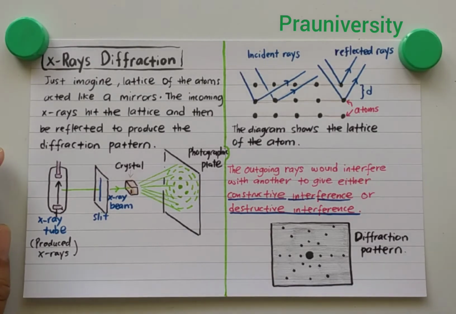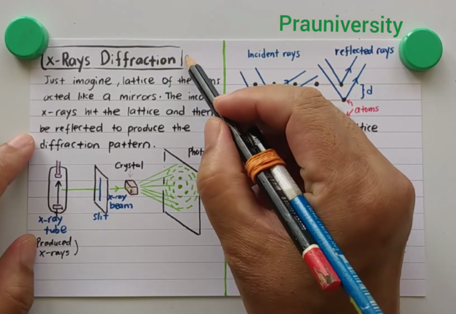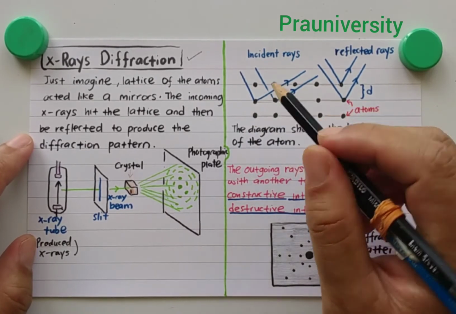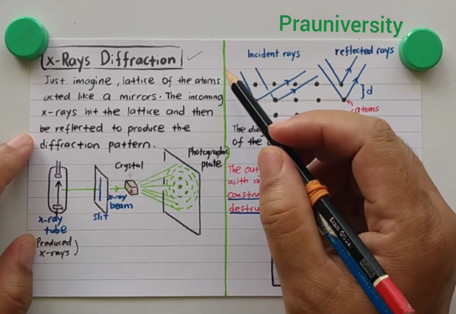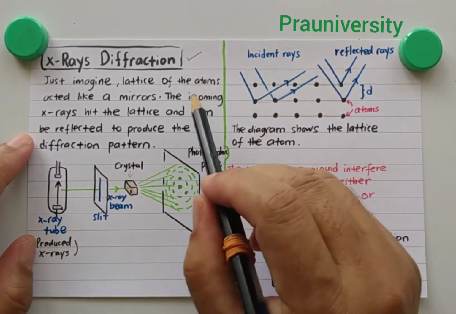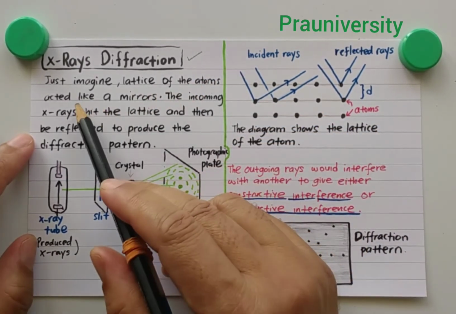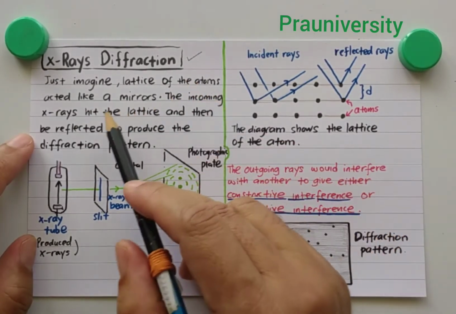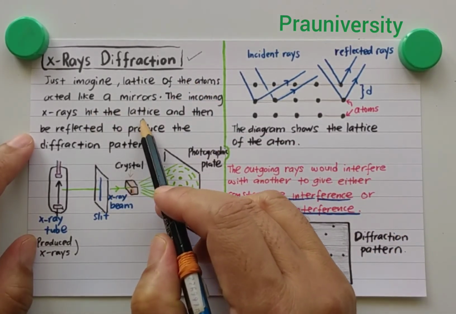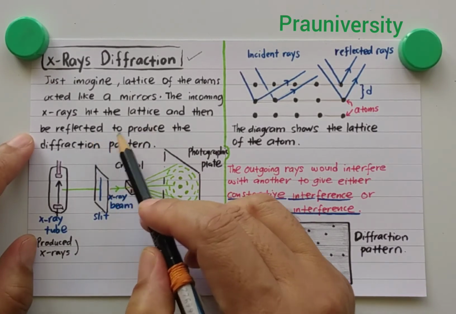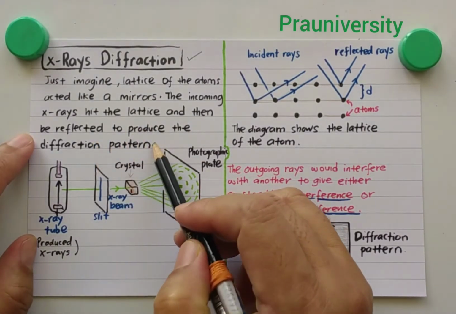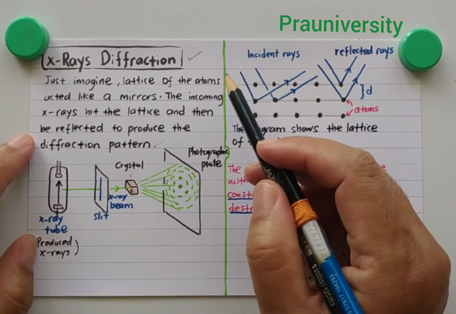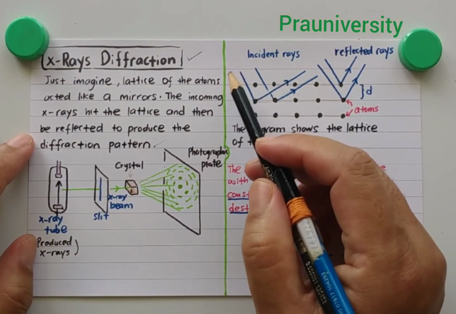Today we need to understand X-ray diffraction. What is X-ray diffraction? Just imagine a lattice of atoms acting like a mirror. The incoming X-ray hits the lattice and is then reflected to produce the diffraction pattern. Then what is the idea? What is X-ray diffraction?